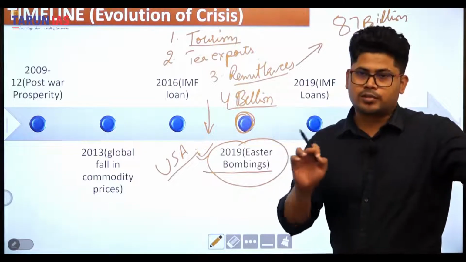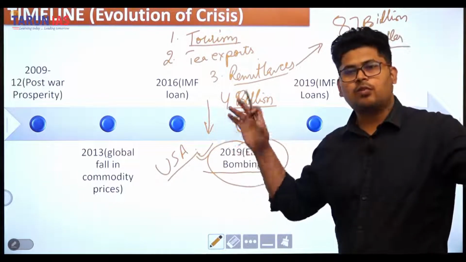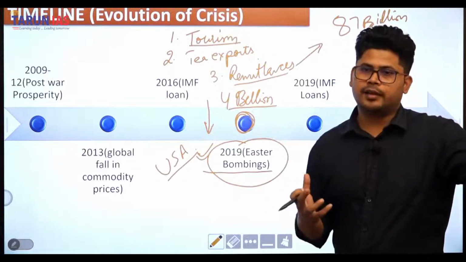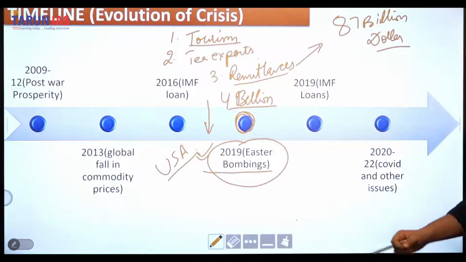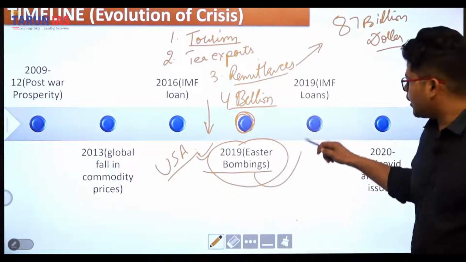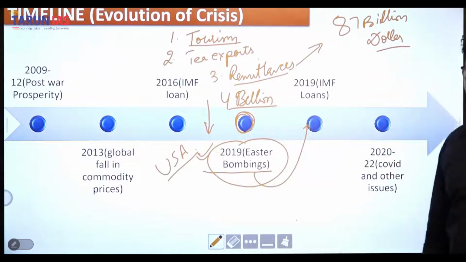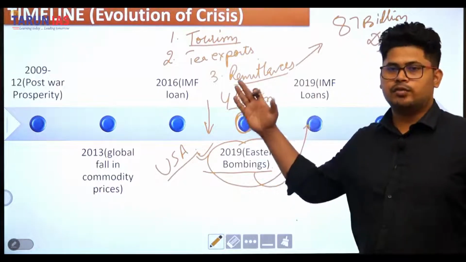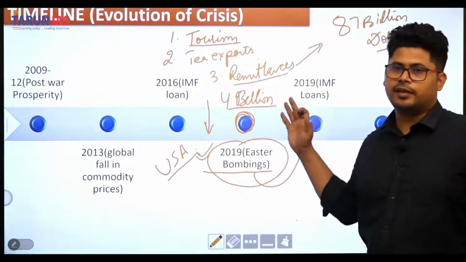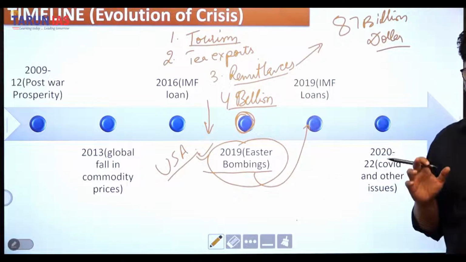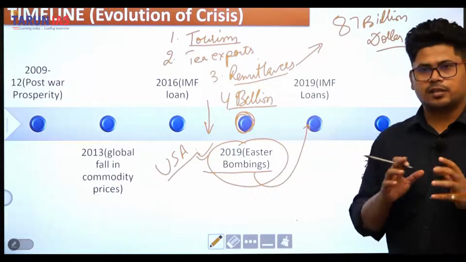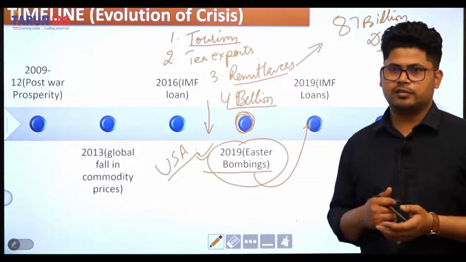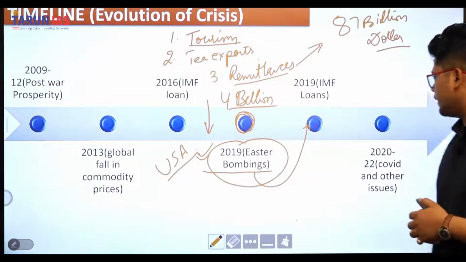the tourists started avoiding Sri Lanka, due to which the whole tourism industry was badly hit. Now what happened? They again went to the IMF for a loan in 2019. Now, having taken a lot of loans in 2009, 2016, 2019, Sri Lanka is under a very stressed condition. We'll be looking at its debt profile as well in a very short amount of time.